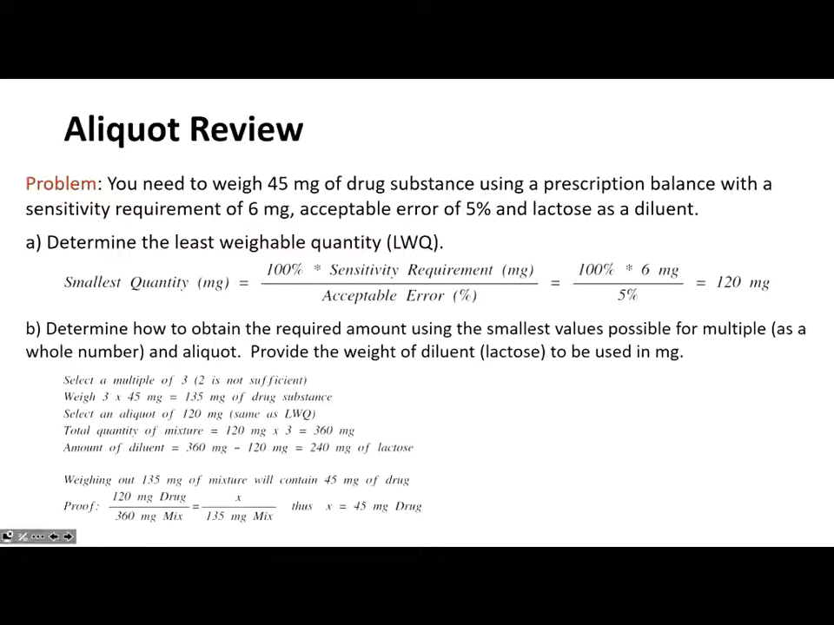So if I take 120 milligrams of drug and subtract that from 360, then the difference is the amount of lactose I have to add, which is 240 milligrams. Okay with that? So 360 is my total, which is 3 times my least weighable quantity. 3 times 120 gave me 360. Subtract the 120 for my drug gives me 240. All right? That's your answer for the question in that case.